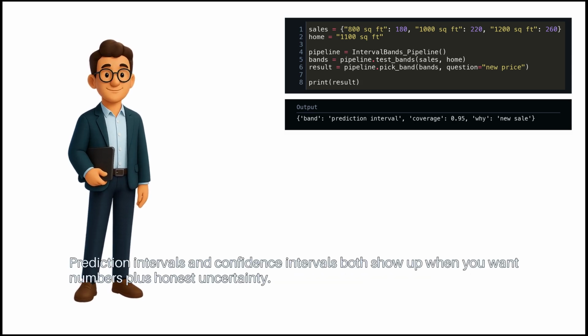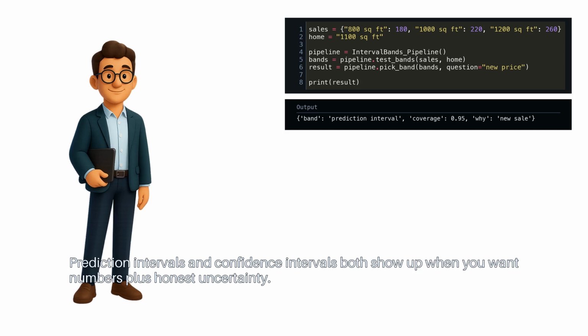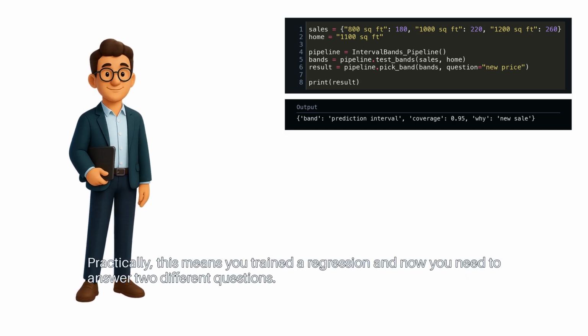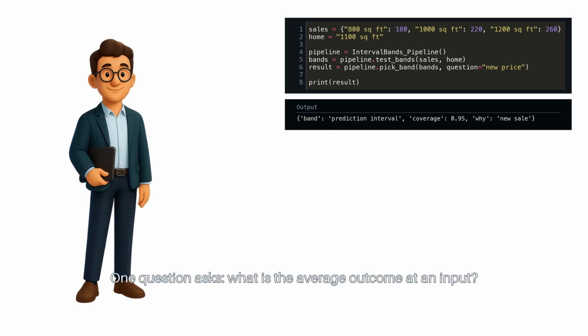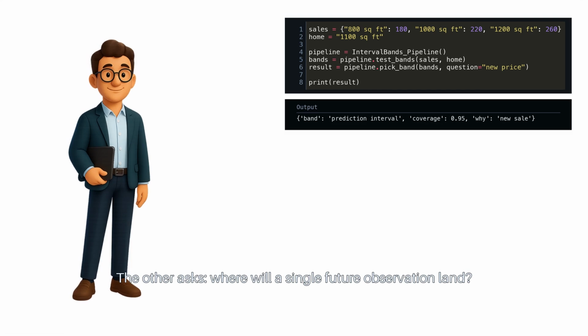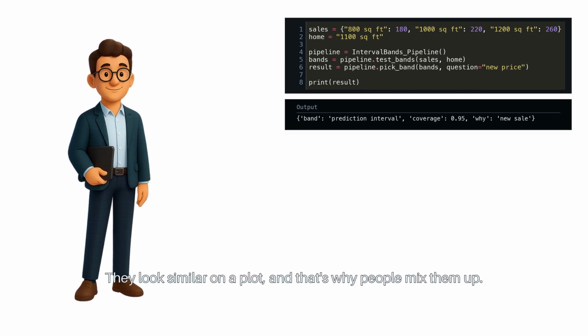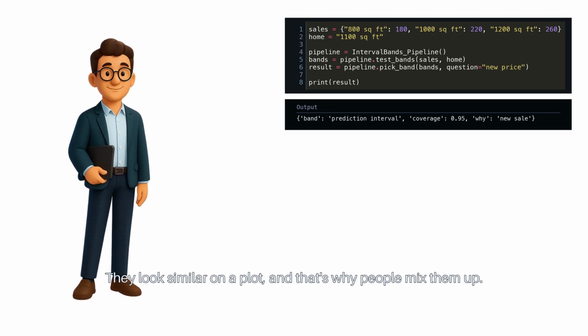Prediction intervals and confidence intervals both show up when you want numbers plus honest uncertainty. Practically, this means you trained a regression, and now you need to answer two different questions. One question asks, what is the average outcome at an input? The other asks, where will a single future observation land? They look similar on a plot, and that's why people mix them up.